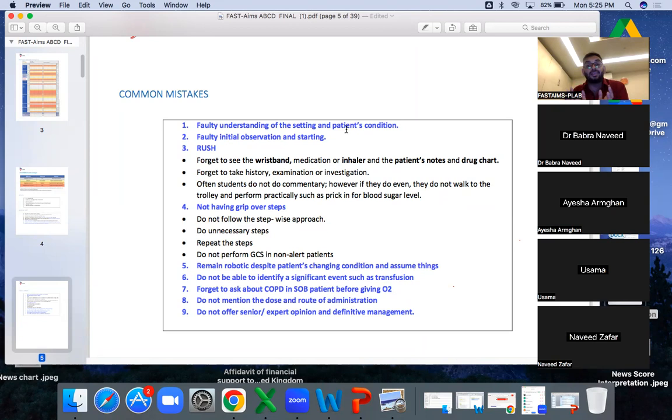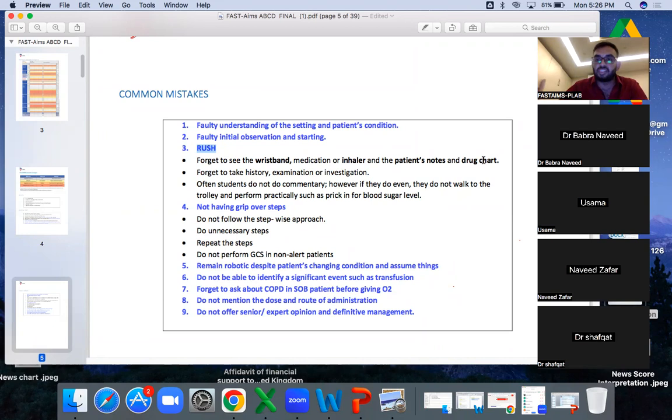If you have not completely read everything, like you have not completely understood the setting and what they have given, you start the station because of the rush. Look at the rush. This third thing is rush. Because we are told that emergency situation, it is a rush situation. You have to be in the rush. This is not so. You have to keep your nerves. If you do this practice again and again, you will see that this is quite an easy approach. This is not a difficult approach. So you have to do the things quickly, but you should not be in a rush. For example, if we are in the rush, we forget to see the wristband, inhaler, patient notes, drug chart, and we are only in the air.